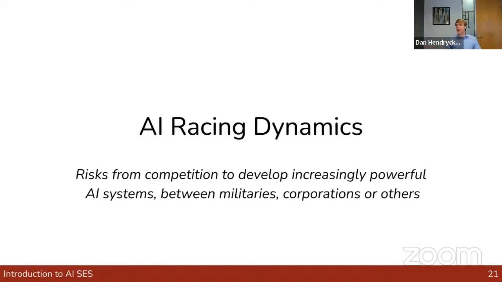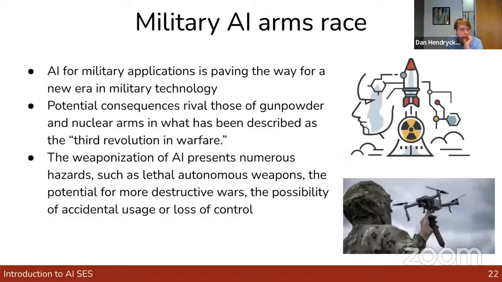So let's talk about racing dynamics, the second risk source. Here we have risks from competition to develop increasingly powerful AI systems between militaries, corporations, and individuals. If we have a military arms race, that'll have very intense competitive pressures. AI systems will be made substantially more lethal, even if they're not the most reliable. They'll probably keep going down that route, especially if there's a risk that some other adversary is going to do it. So I think this is very much a classic collective action problem we find ourselves in.